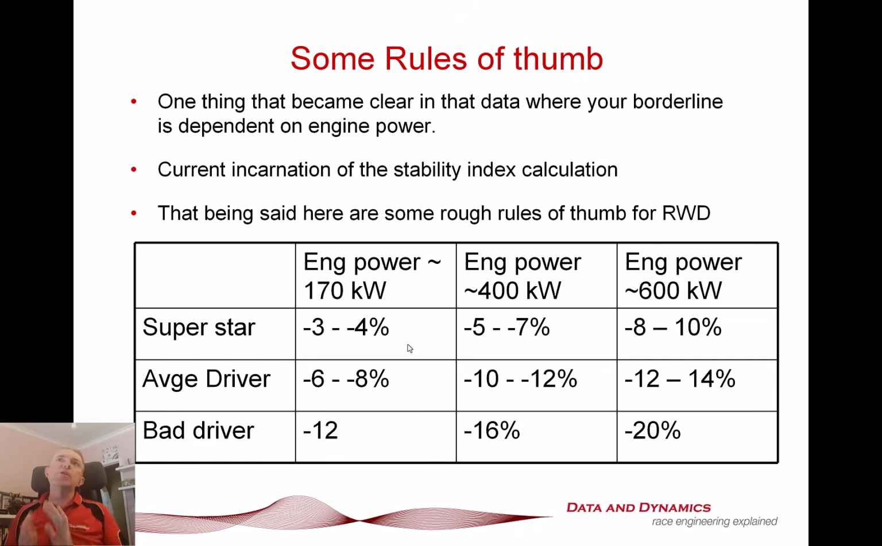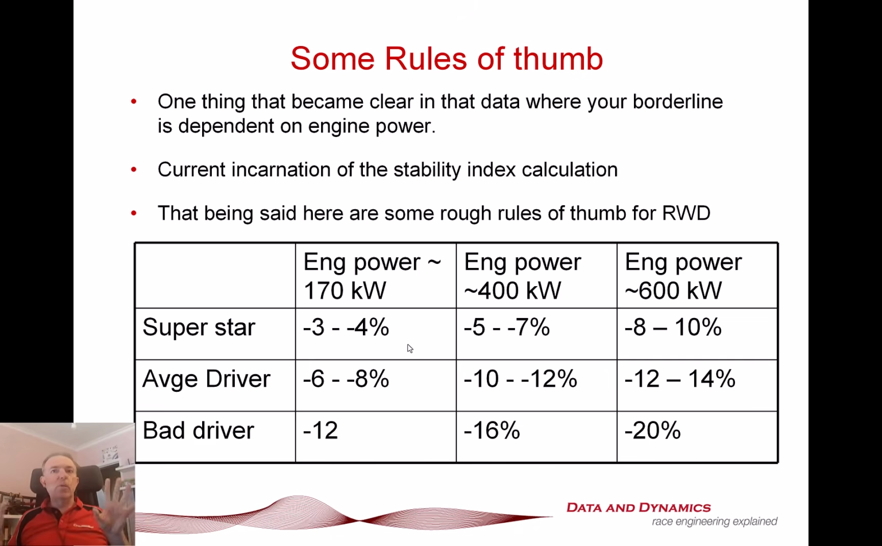Once we're talking mid-corner, some rough rules of thumb, you're typically at about -10 to -15% mid-corner for your low engine power, about -15 to -20% for your engine power at 400 kilowatts. At about engine power of 600 kilowatts, that'll be about -25% or so. And under brakes, you're typically about +5 to +10%. Again, these are rules of thumb.